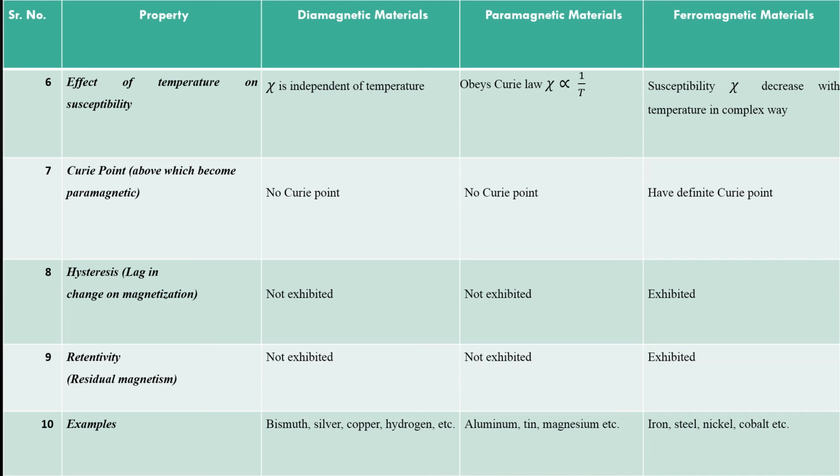We have seen the comparison between these three materials, diamagnetic, paramagnetic and ferromagnetic, on the basis of these points. Thank you.